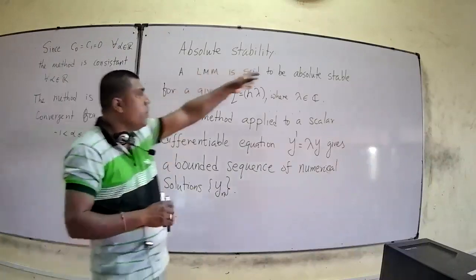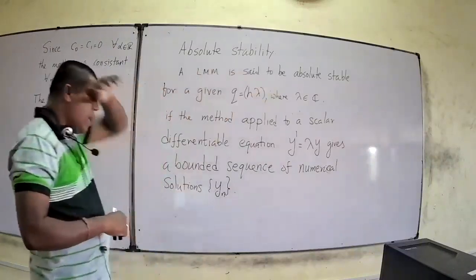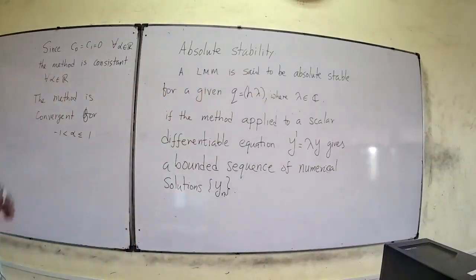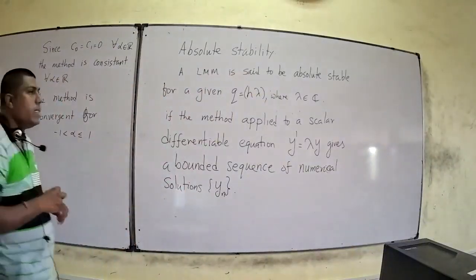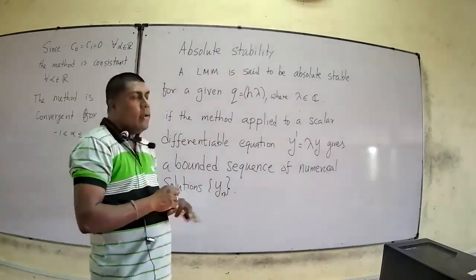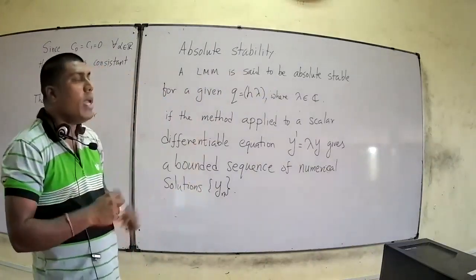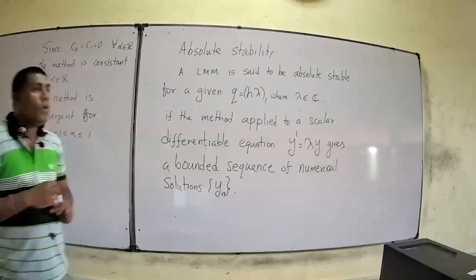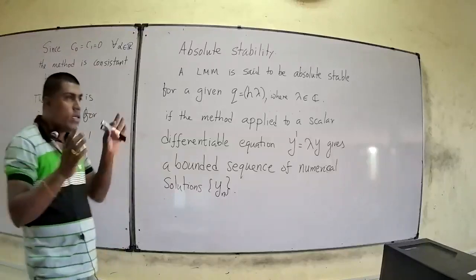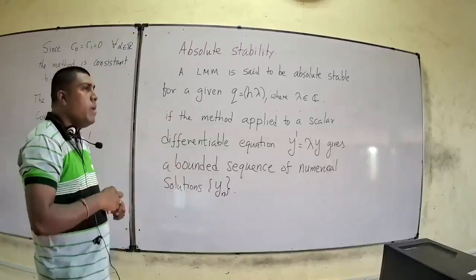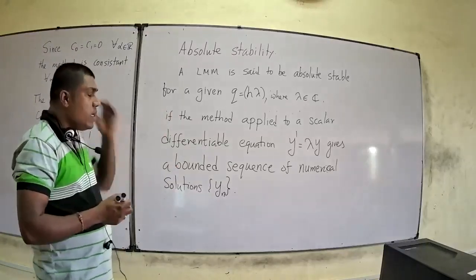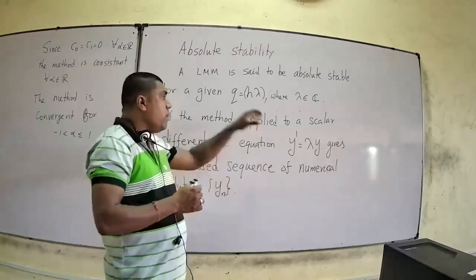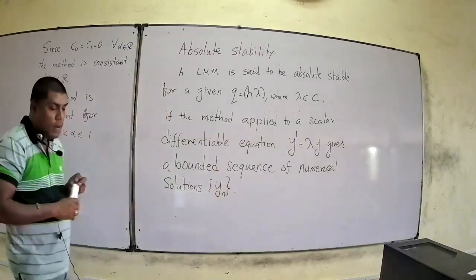So here we talk about the stability of the method. Here the stability of the method means that if you have a bounded sequence as an output, then obviously it will make sure that even for a small change in the initial value, the solution stays bounded, so there will not be a big change, right? So as long as the solution is bounded, we call that method absolutely stable, right?